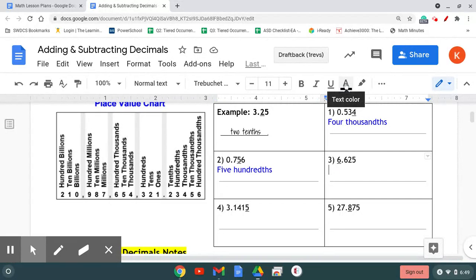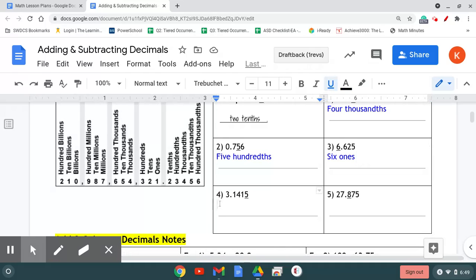All right, number 3. What place value is the underlined number? The underlined number is 6. So we're to the left of the decimal point. To the left of the decimal point is ones. So we have 6 ones. Number 4. Do number 4 on your own. All right, so the 3 is in the ones, decimal point, tenths, hundredths, thousandths, ten thousandths. So we should have 5 ten thousandths should have been your answer.